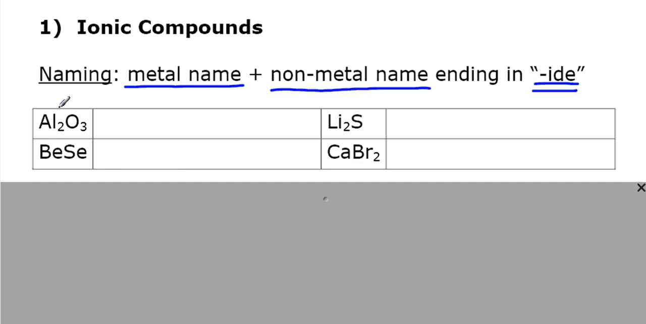So we have a metal and a nonmetal. The first metal, its name is aluminum. So it doesn't change. But then I have oxygen. Oxygen changes to oxide. So this one's called aluminum oxide. Metal name unchanged. Non-metal name ends in IDE. So why don't you try the other three, pause the video, and see if you can name the other three ionic compounds.